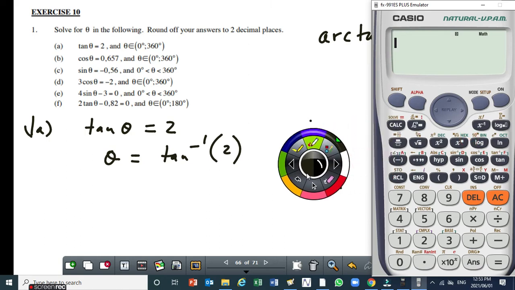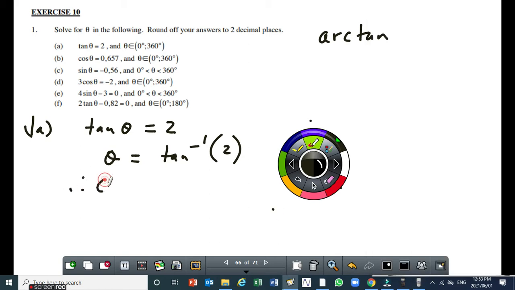Right? You press shift, then tan 2, like that. And then you get your angle. That's 63, okay, 2 decimal places, that will be 63,43. Right? Now, is 63,43 between 0 and 360? Yes. So it means our first answer, we say therefore theta is 63,43 degrees. That's the first value of theta.